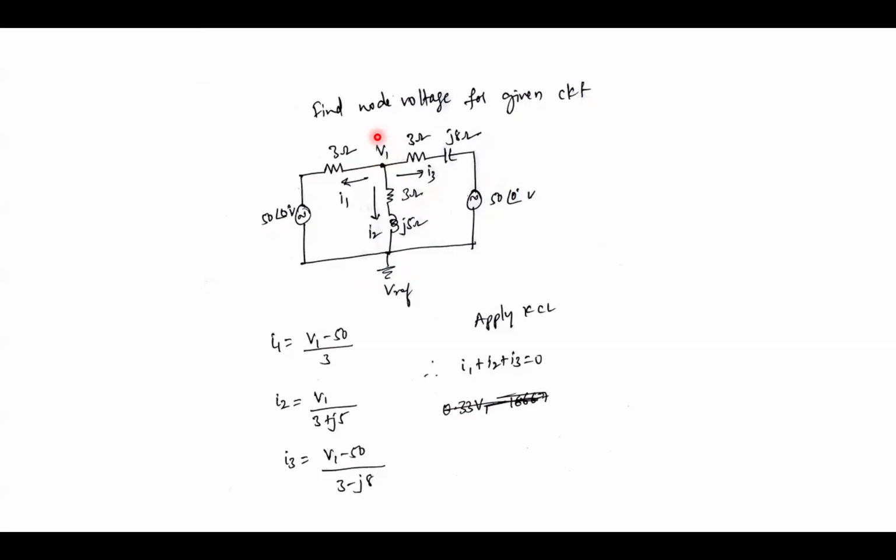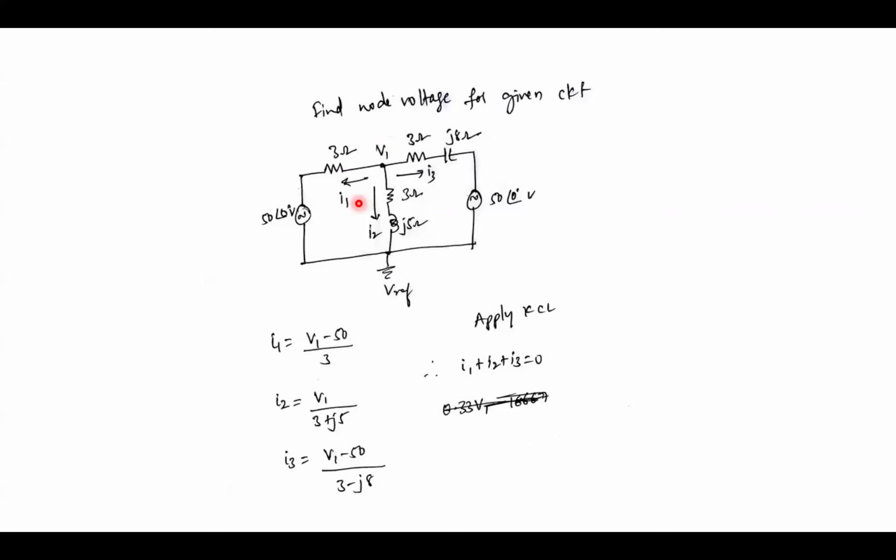In nodal analysis, you can assume the direction of current from the major node, either away from the major node or towards the major node. So here I am assuming there are three branches, at 3 ohm, at 3 ohm and J5 ohm, at 3 ohm and J8 ohm. I am assuming that there are three branch currents which are leaving from the major node, that is V1. I am naming them I1, I2, I3. So now we should write the current equation.